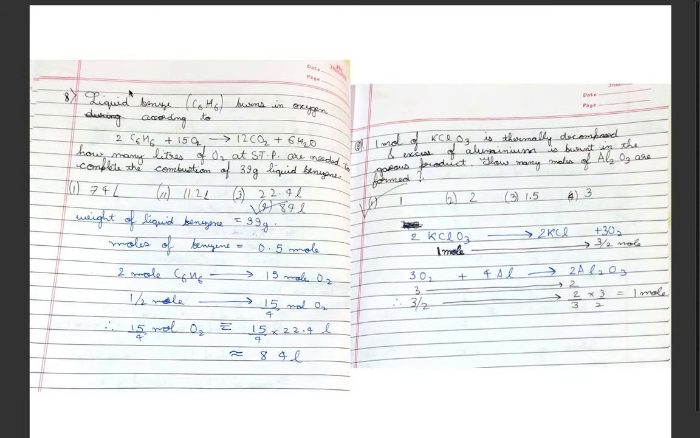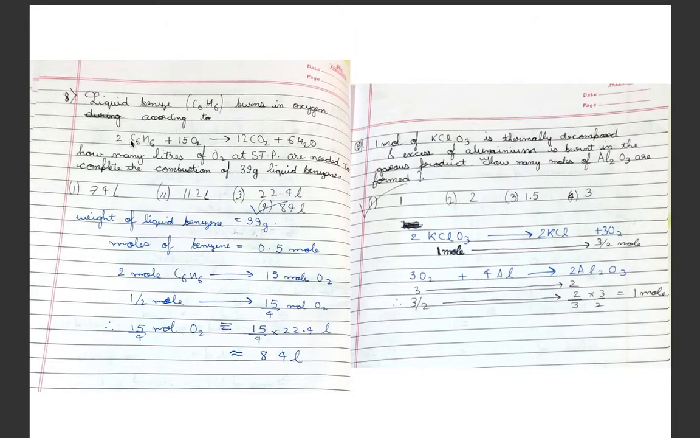It is time saving. And then the next question: liquid benzene burns in oxygen according to this formula. How many liters of oxygen at STP are needed for complete combustion of 39 gram liquid benzene? It is a very simple question. The weight of liquid benzene is given, so the moles will be calculated. Now we have to just equate the two moles.